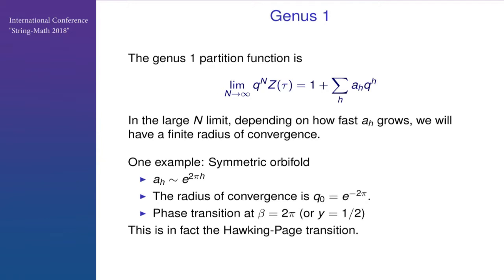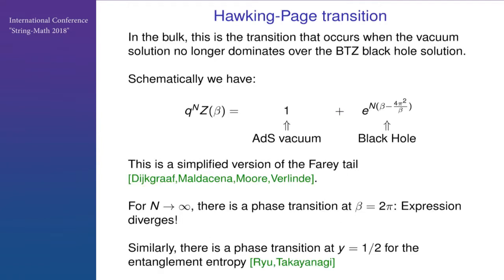So we can simply plug in this growth behavior for the number of states here, and then we see it grows exponentially, and the radius of convergence is e to the minus 2 pi. So after the large n limit, this partition function shows a Hagedorn transition. It becomes infinite if the temperature is beyond 2 pi. And in fact, it turns out that this is essentially the Hawking-Page transition. The dual interpretation is that the contribution of the vacuum dominates for low temperatures, and then at beta equals 2 pi, there's a sharp phase transition where the contribution of some BTZ black hole dominates.